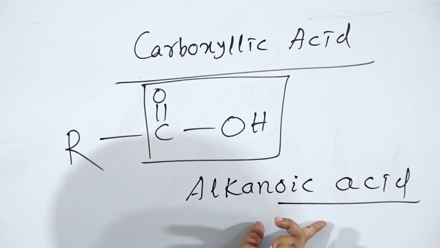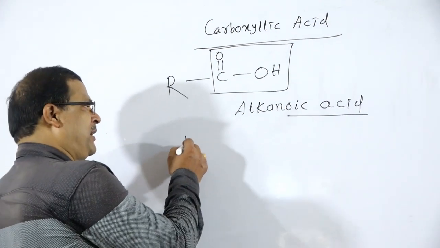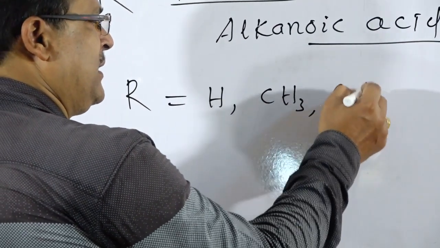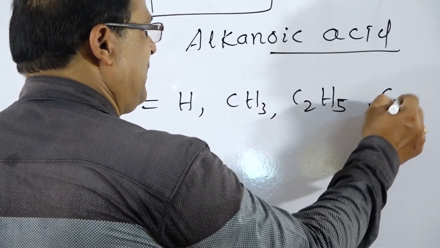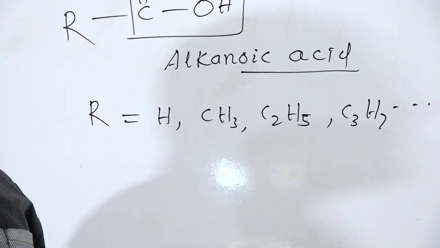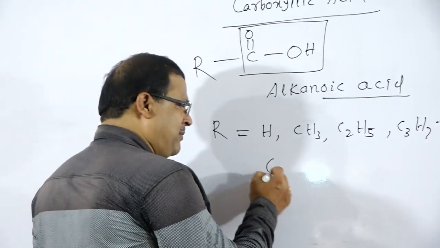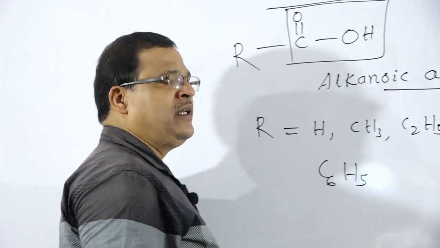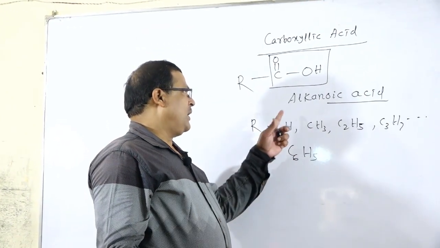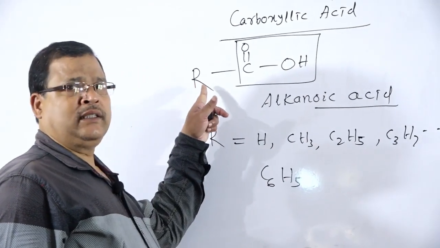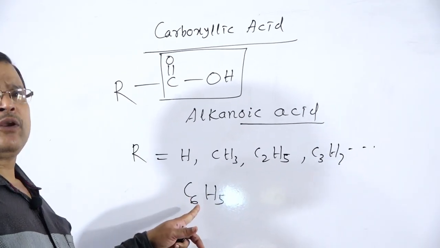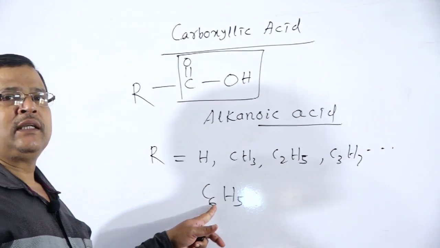Then what is R in this case? R may be H, CH3, C2H5, C3H7, etc. And for aromatic acids, the value of R may be C6H5, the phenyl group, known as the aryl group. So R may be H, CH3, C2H5, C3H7, or for an aromatic acid, C6H5.